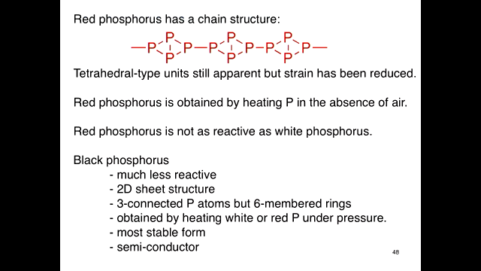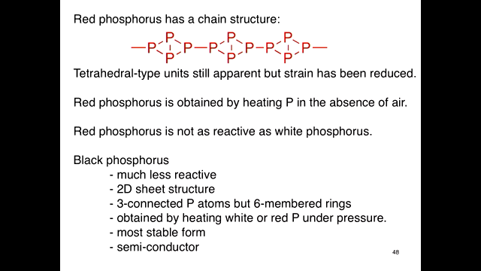Another form of phosphorus we can have is red phosphorus. And it's got this chain type structure. You can see in that it's got that P4 type of unit. So if we had a link between that phosphorus atom and that one, we'd have that tetrahedral unit. But we break that connection and link these units up into a chain. We reduce the strain. If we reduce the strain, we make it less reactive. So red phosphorus is a more stable form of phosphorus than white phosphorus.